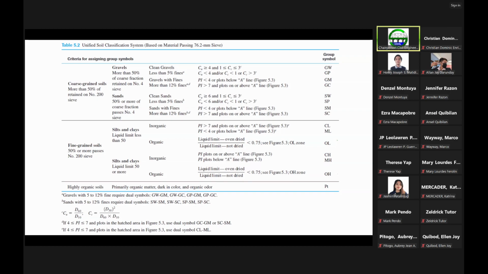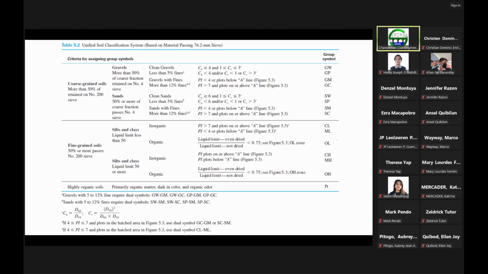Now, for the fine-grained soils, it has two general types. You have the silts and clays with liquid limit less than 50, and then you have the silts and clays with liquid limit more than 50, 50 or more. So for the silts and clays, in either of these two, you have further classifications. You can either have inorganic or organic material.